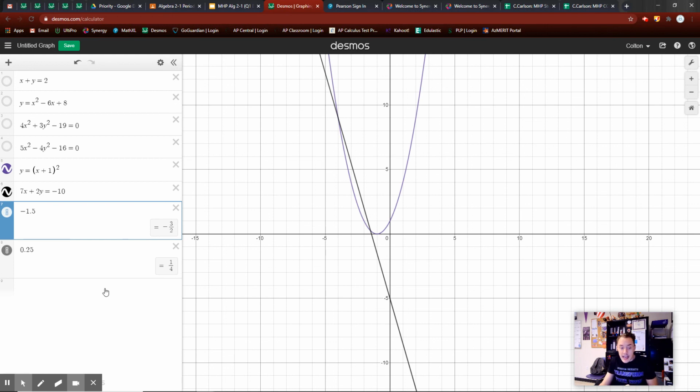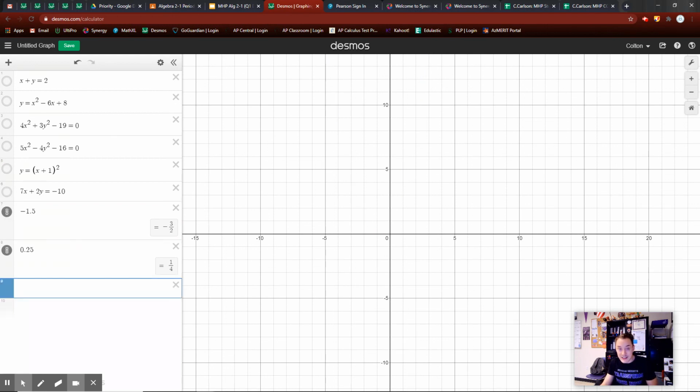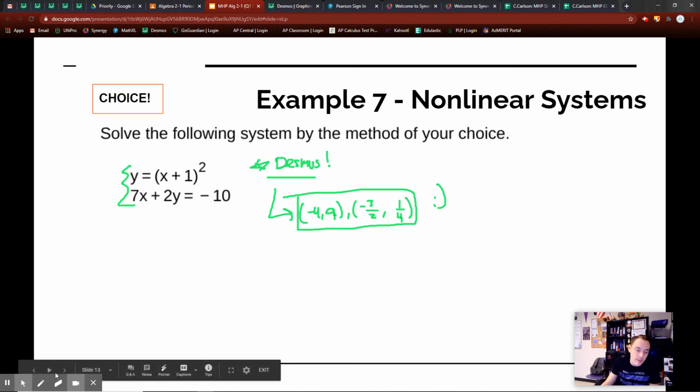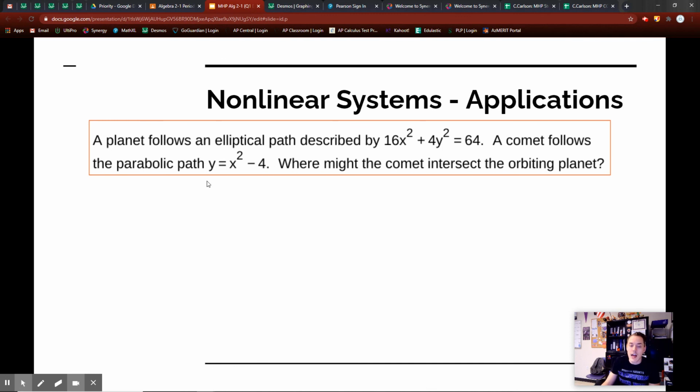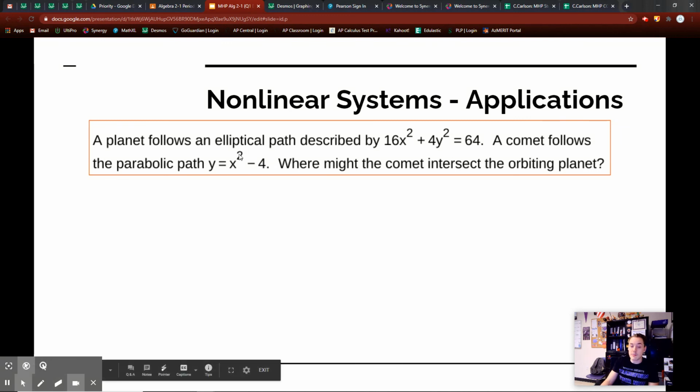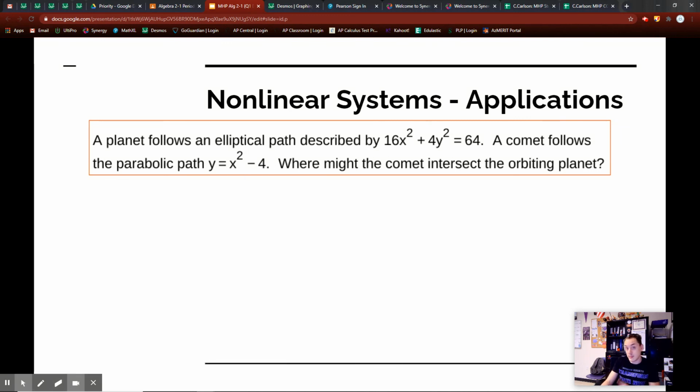Okay, now let's erase this and let's get to my last example, an actual word problem. I'm not going to solve it by hand for the sake of time, but I will plug it into Desmos. A planet follows an elliptical path described by 16x squared plus 4y squared equals 64. A comet follows a parabolic path, y equals x squared minus 4. Where might the comet intersect the orbiting planet? And so what we can do is plug these two equations into Desmos, and then we will get all the answers that we need.